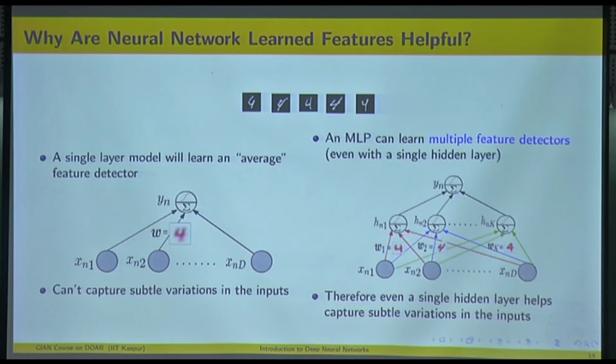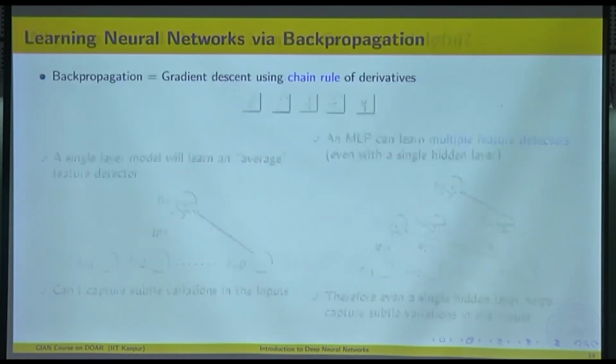So I'm just trying to give you a high-level intuition as to why neural networks help, because they can help us learn the nuances in the data, like what kind of different ways the same object, like in this case the digit 4, can be represented, and then the different hidden units can try to detect and work together to make the final prediction.